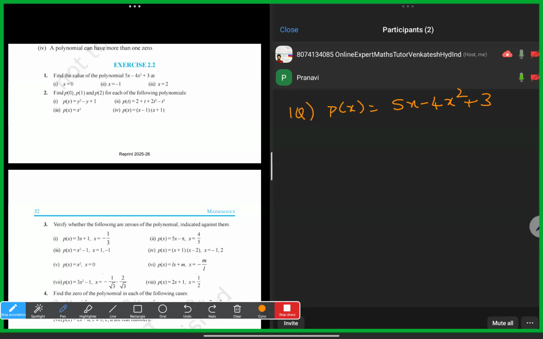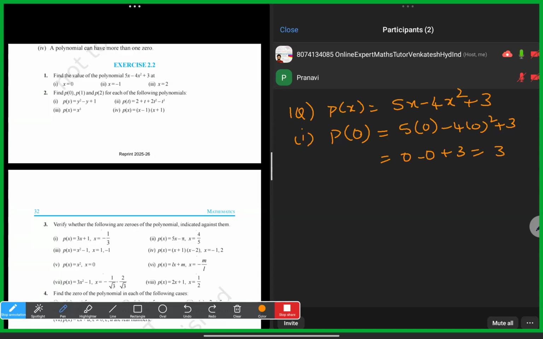Yes, sir. Now they're asking us to find the value of the polynomial for these x values. First one is p of 0. x is 0 means p of 0. In the place of x, we are keeping 0. So I am representing the polynomial with p of x, and whatever values of x they gave, I am substituting. So 5 into 0 is 0, minus 4 into 0 is 0, plus 3. So the answer is 3. First one value.